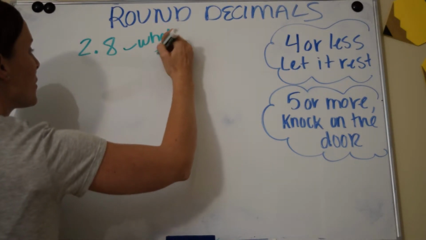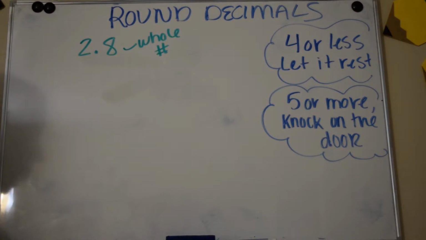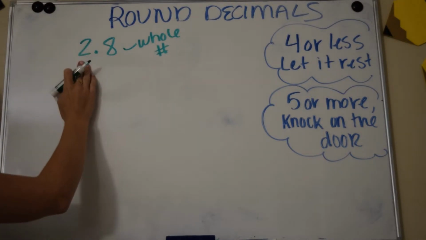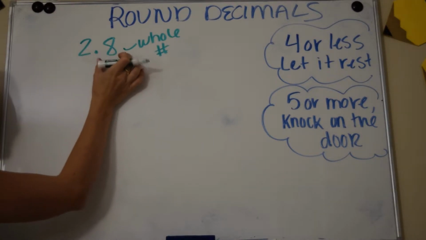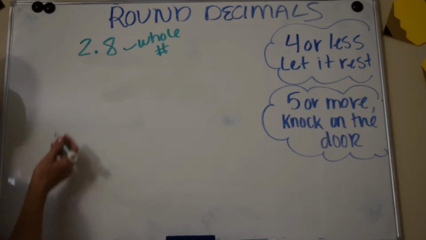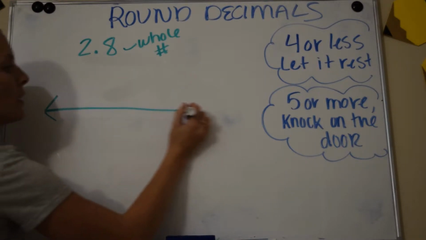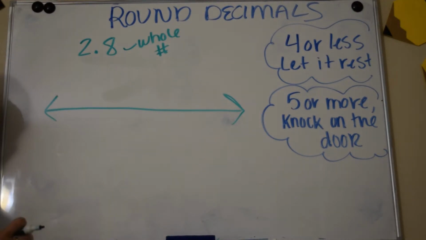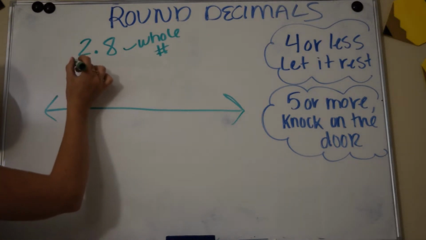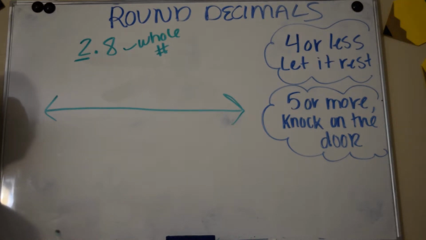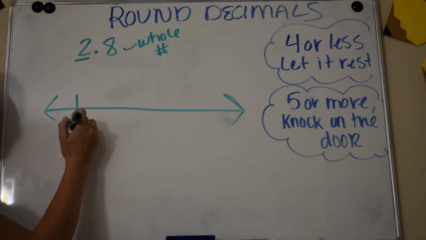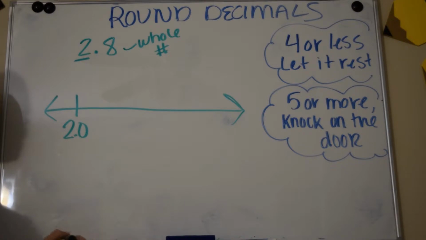remember a whole number doesn't have a decimal. It's just a whole. But I have a 2 as my whole, but I have a 0.8 on top of it, so I need to round it. So here's how you're going to do this. This is what I recommend every time when you're rounding decimals, especially if you're just starting. So take the number that is in the ones place, which is a 2, and start with that as your first number on your number line.